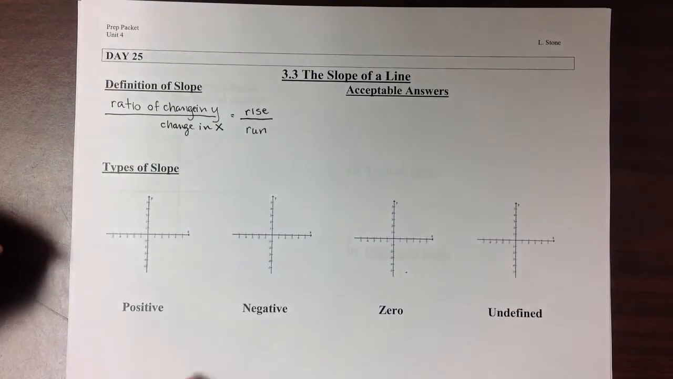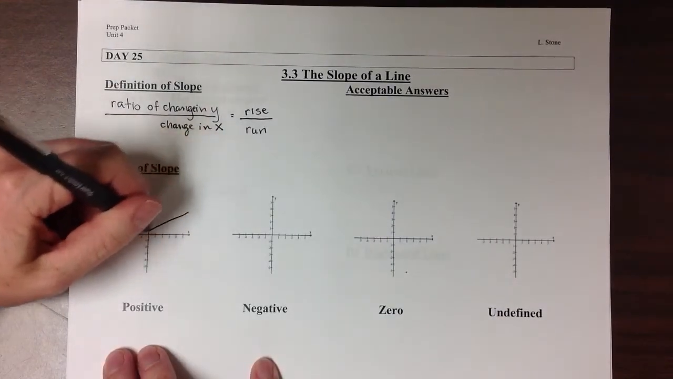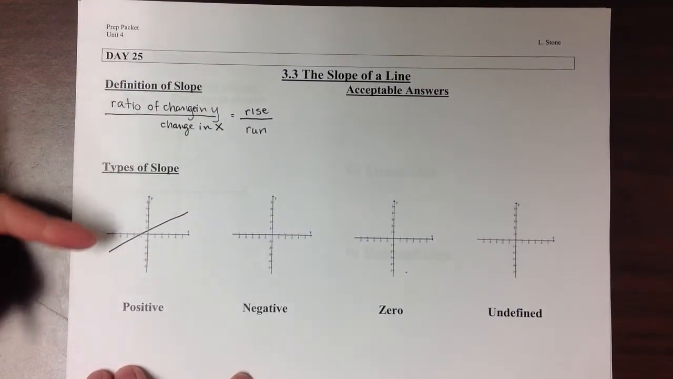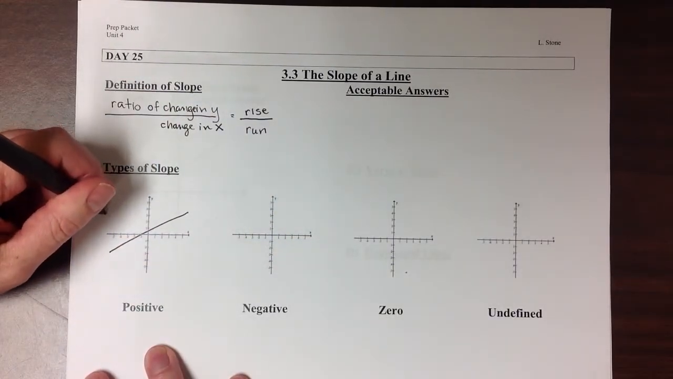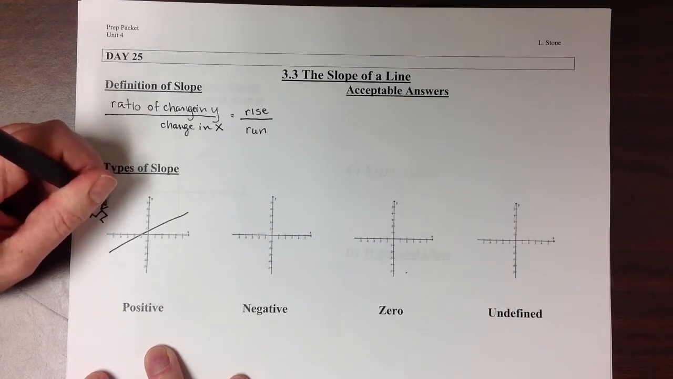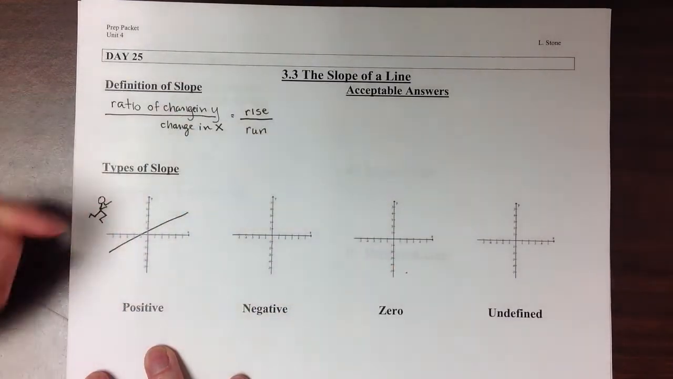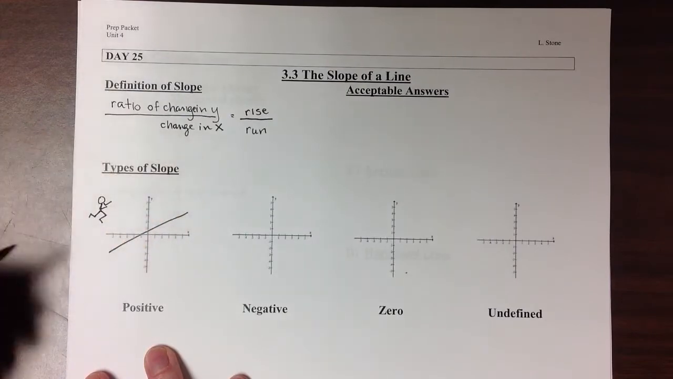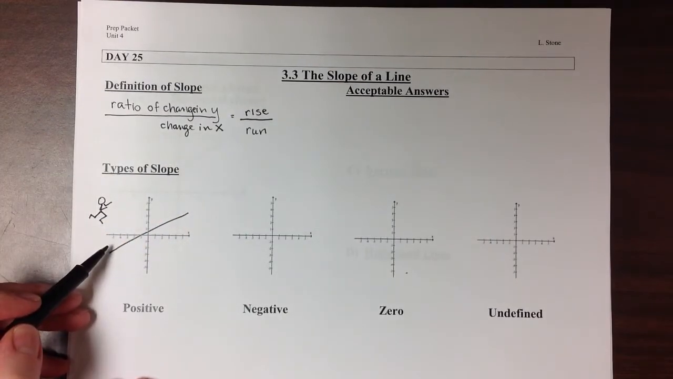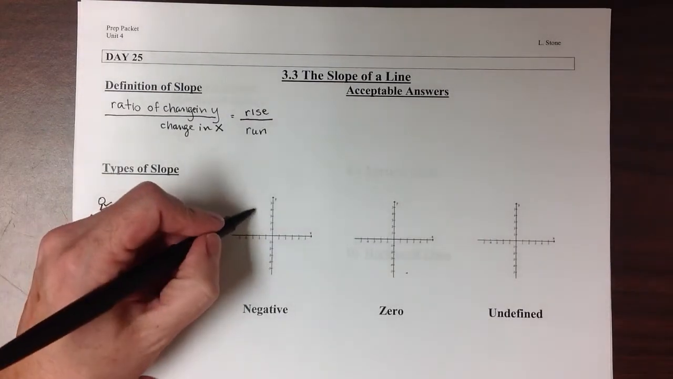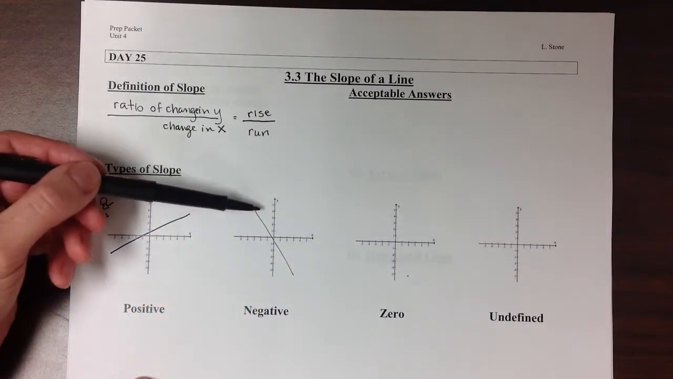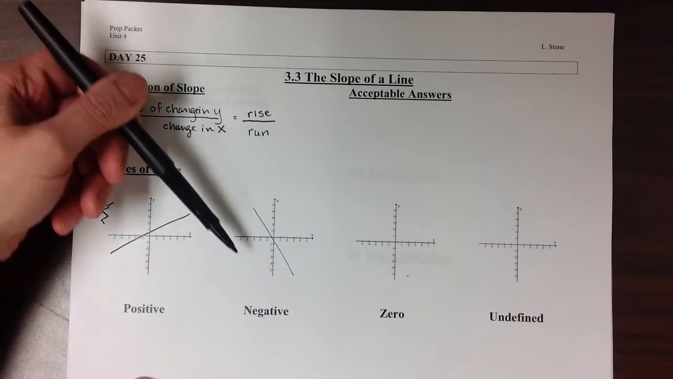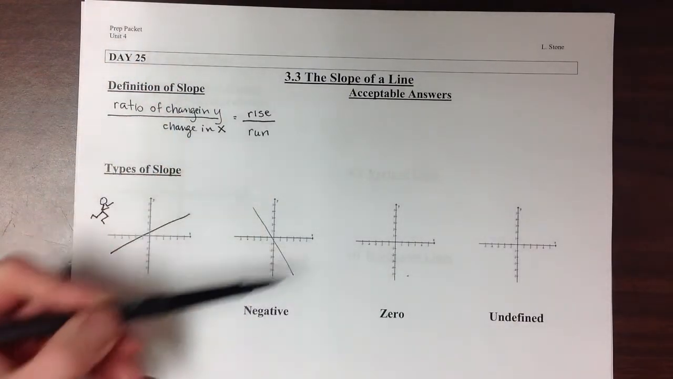A positive slope is a slope that looks like this, where if you were running across this paper, going from left to right, you would be going uphill. So that would be defined as a positive slope. A negative slope is just what it sounds like. If you were continuing to run along from left to right and all of a sudden started going downhill, that is a negative slope.